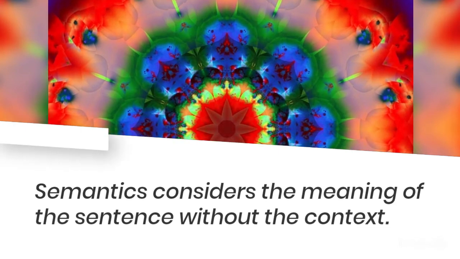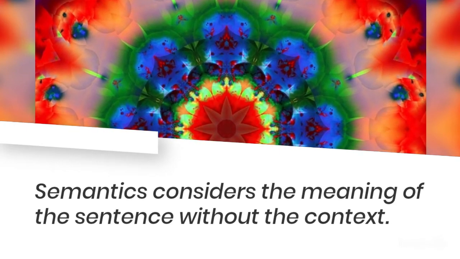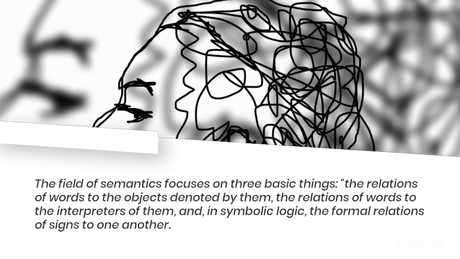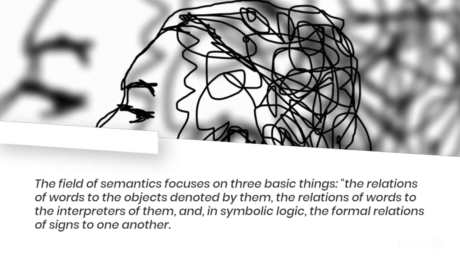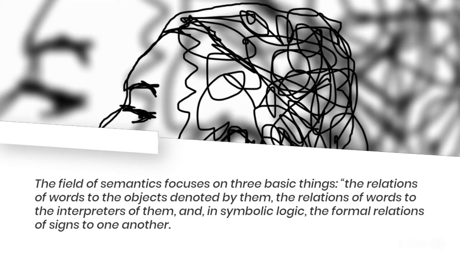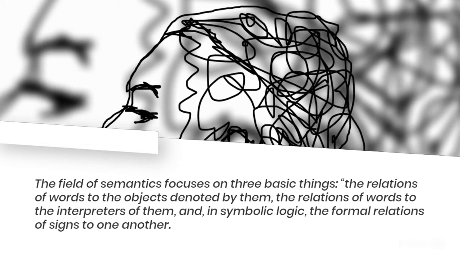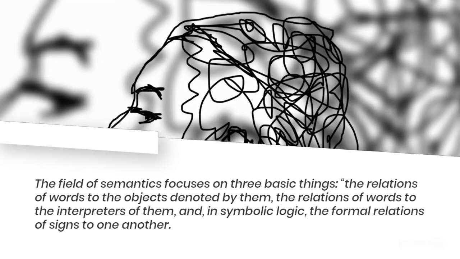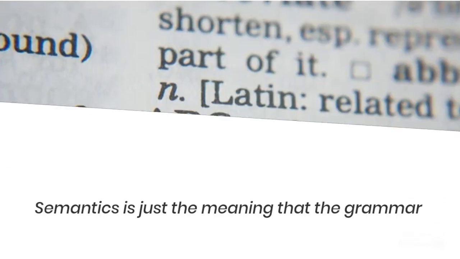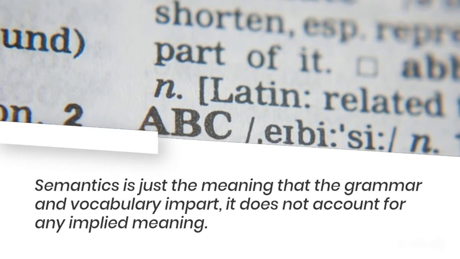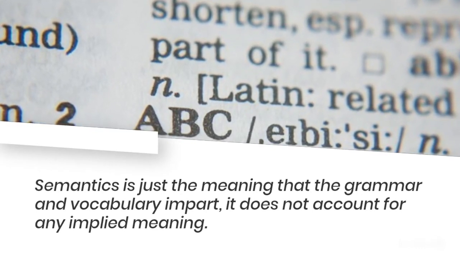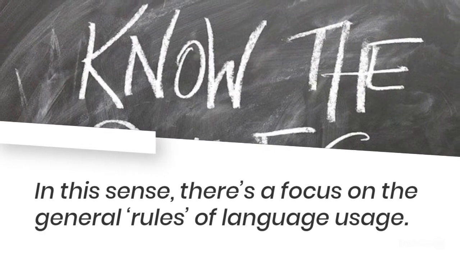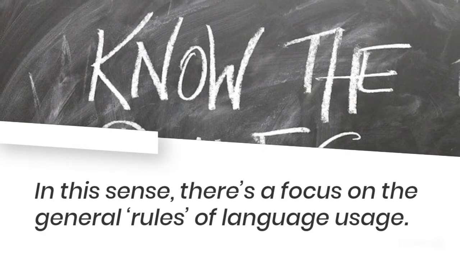Semantics considers the meaning of a sentence without the context. The field of semantics focuses on three basic things: the relations of words to the objects denoted by them, the relations of words to the interpreters of them, and, in symbolic logic, the formal relations of signs to one another. Semantics is just the meaning that the grammar and vocabulary impart, it does not account for any implied meaning. In this sense, there's a focus on the general rules of language usage.